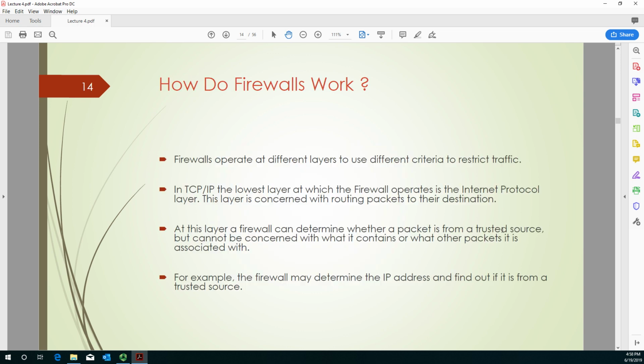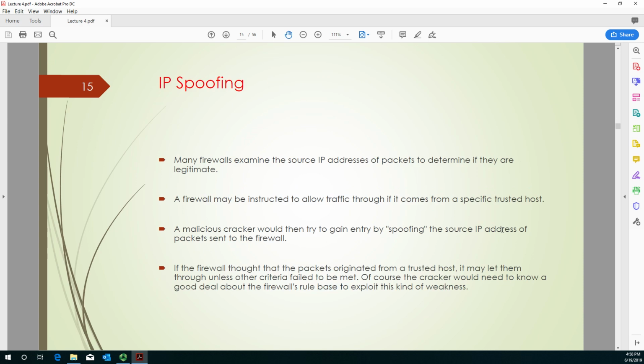So that's how firewalls work. Okay, skip this. So this leads to the idea of IP spoofing. In IP spoofing, what the hacker does is he or she figures out the possible source addresses and puts the source address on the packet so that the packet could easily pass through the firewall. So IP spoofing is one of the techniques used by malicious crackers to get a packet into the network.